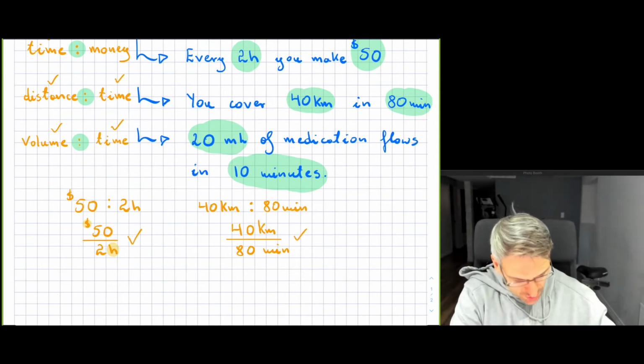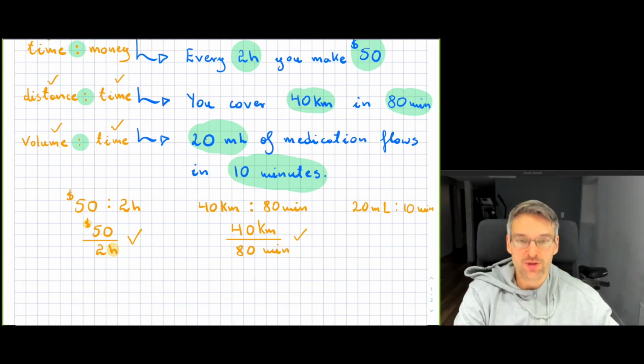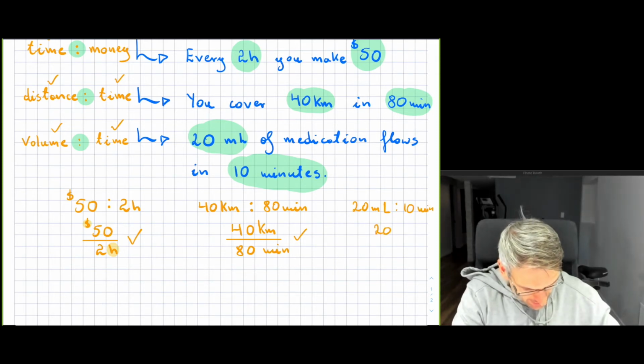And then the last one, if we had 20 milliliters in 10 minutes, I can write it like this as just a regular ratio, or I can write it like this, which is 20 milliliters all over 10 minutes.